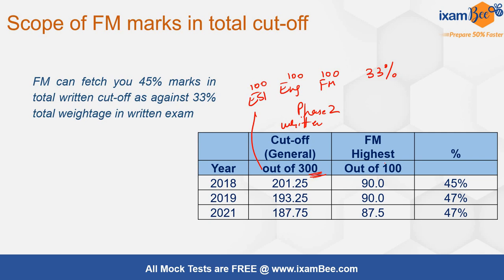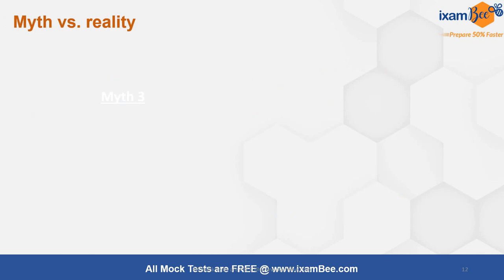However, if I compare it with the highest marks that have been obtained in FM, which is 90 in 2018, again 90 in 2019, and 87.5 in 2021, as a percentage, this FM paper can actually help you pull up your marks and get a substantial part of your marks in the overall cutoff.